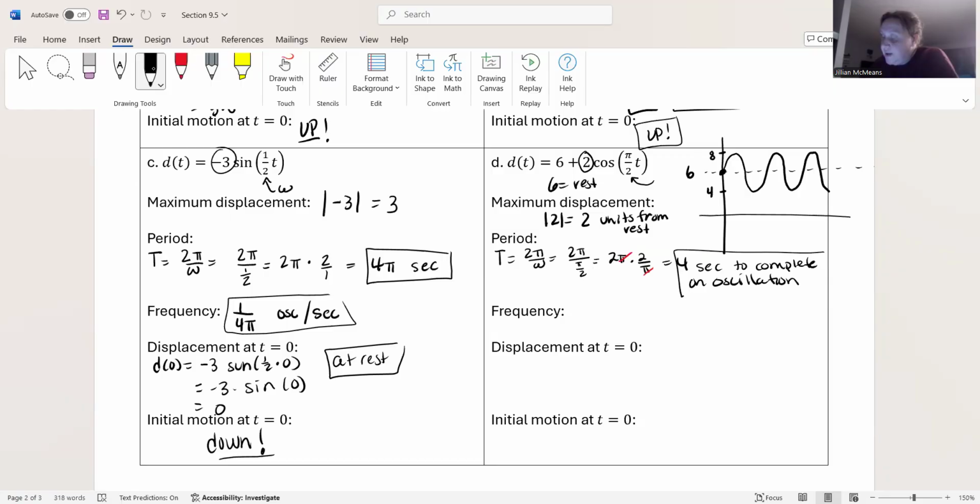Okay? And if it takes 4 seconds to complete one oscillation, okay, you know what? I drew my cosine function wrong. Please don't be mad at me. It's late. You know how it is when I make these videos.